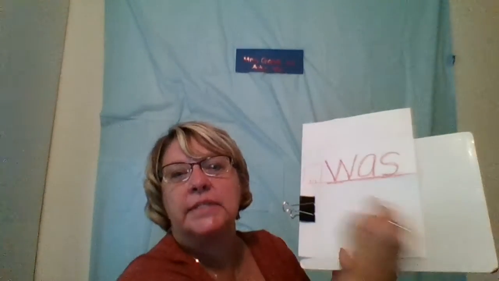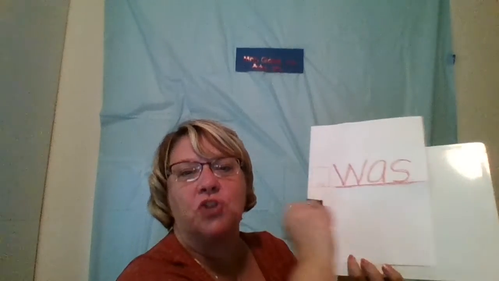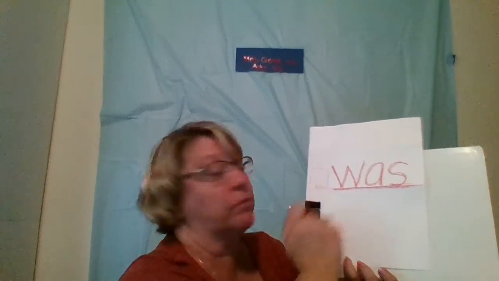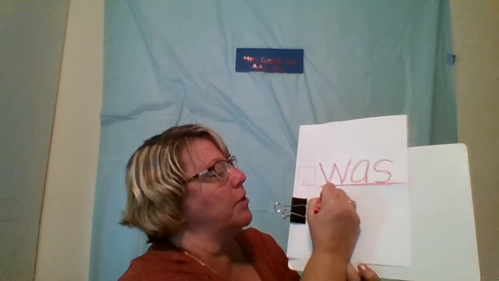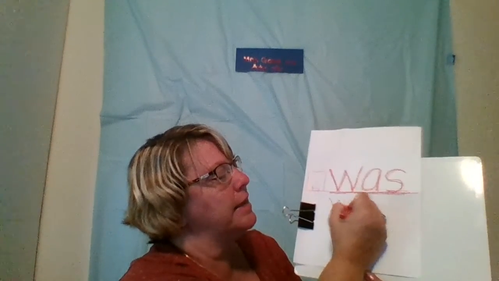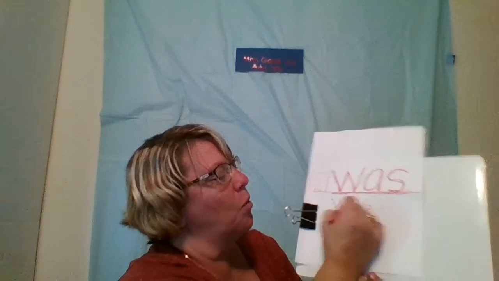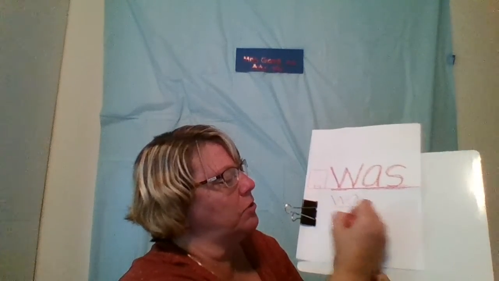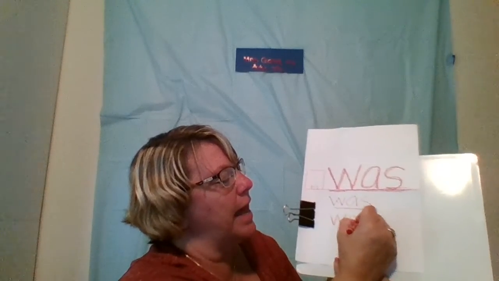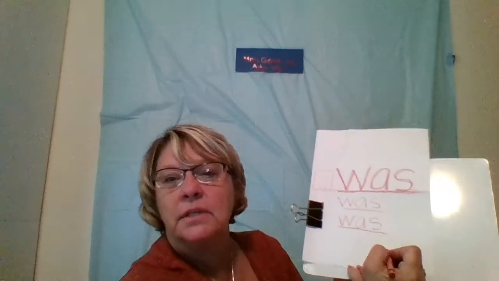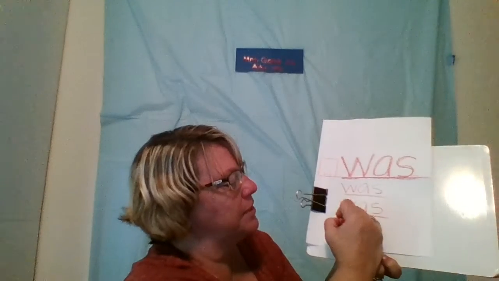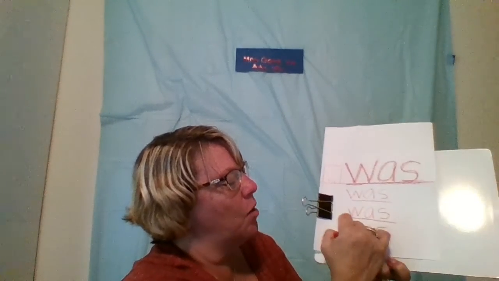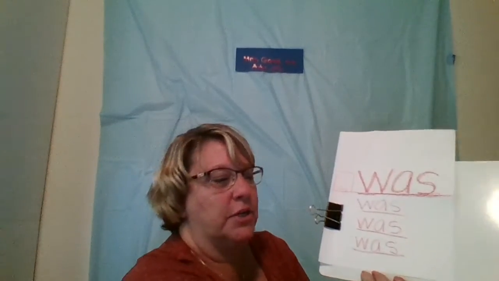Okay, ready? We're going to say the letters as we spell it and draw a line under it when we say the word. Okay, here we go. We're going to do it 3 times. Ready? W, A, S, was. Okay, let's do it again. W, A, S, was. One more time. W, A, S, was. Good job.